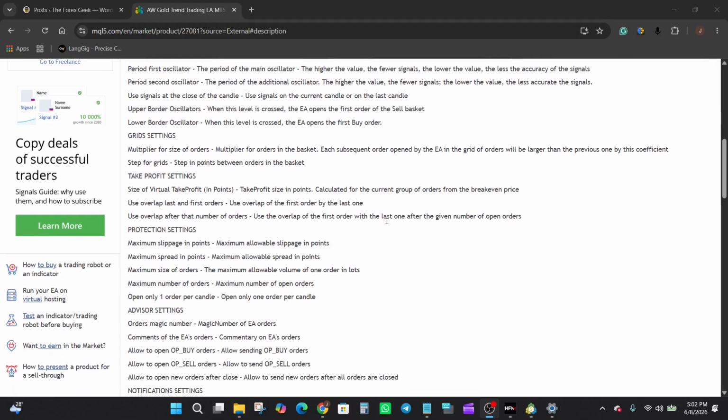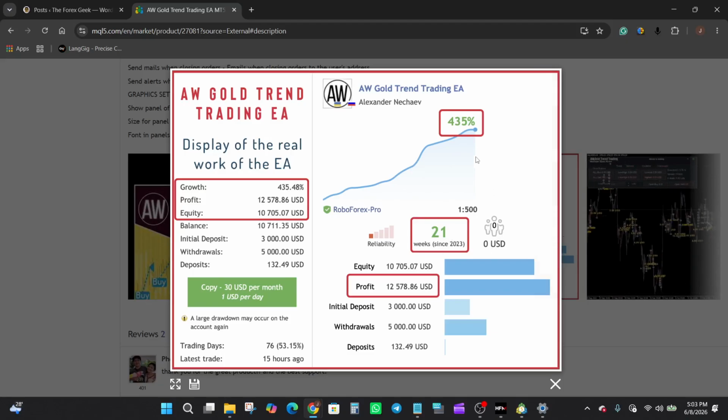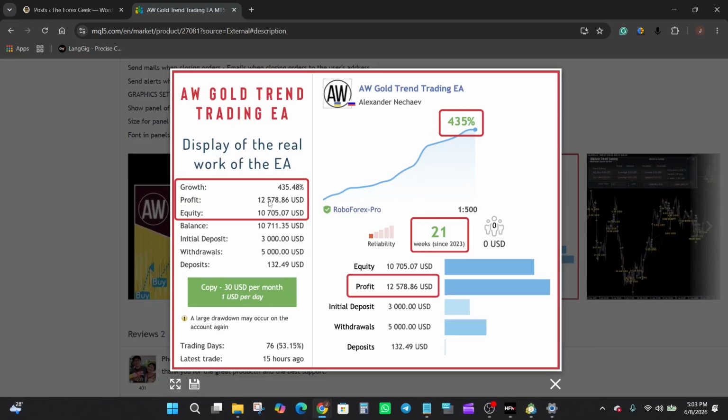Okay, so now moving into the back testing, I would be focusing on how the trend filter behaves across different market phases, especially how it handles transitions between trending and ranging conditions. I'd also like to pay attention to how the averaging system reacts when price moves against the initial position. From what we can see here, according to the image displayed here, over 21 weeks, the EA seemed to have made over 430%, precisely 435.48% growth.